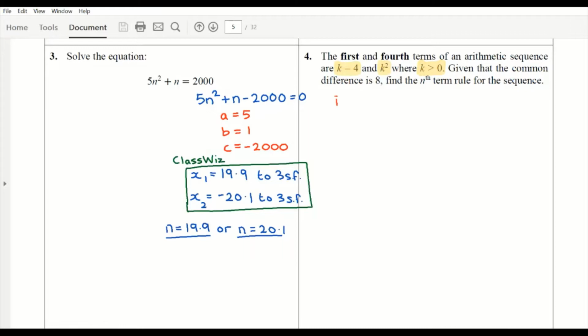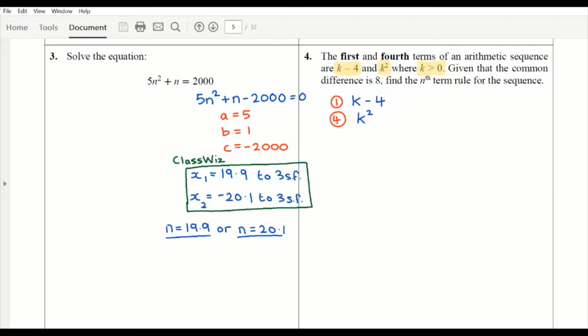Now then, so the first term, term 1, is k subtract 4. And the fourth term, k squared. I always just like to write this information down myself so it's clear in my head what I'm doing. And it says, given the common difference is 8, find the nth term rule for the sequence. Well, how do we do this?